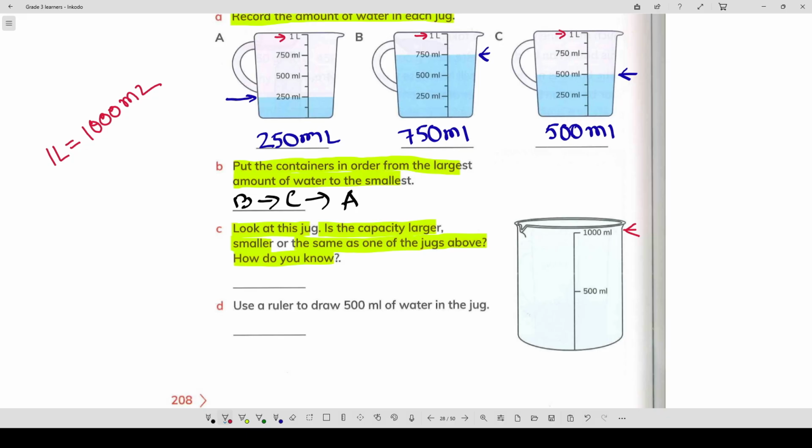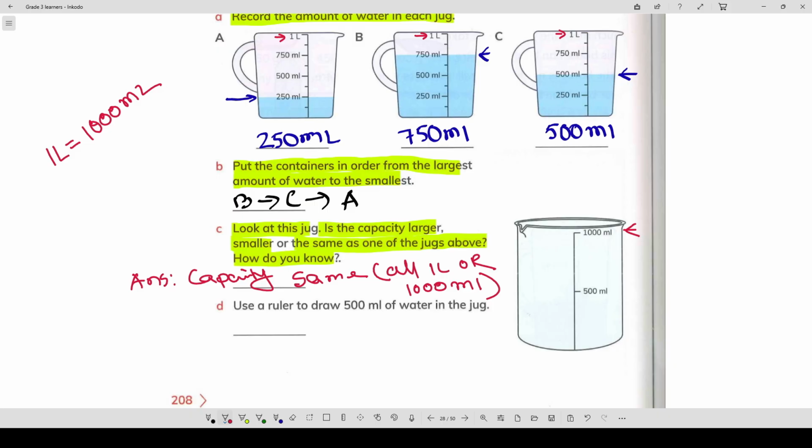That's why we can say, look at the jug. Is the capacity larger, smaller, or the same as one of the jugs above? Answer: capacity the same. All 1 liter or 1000 ml, right?